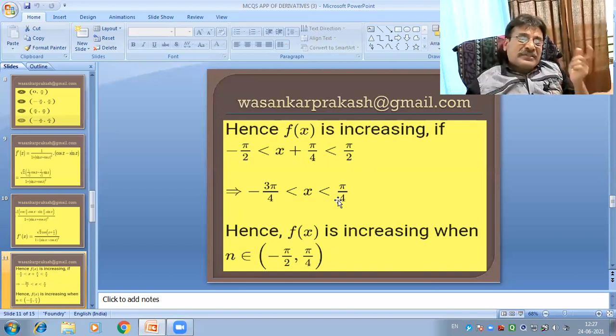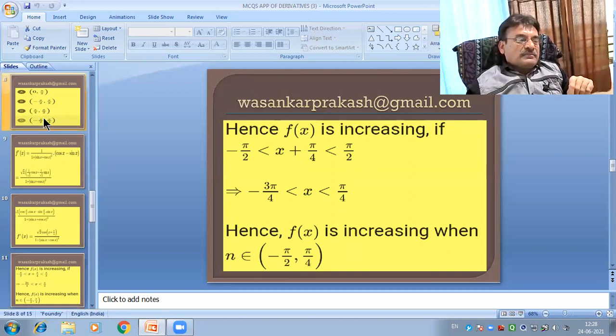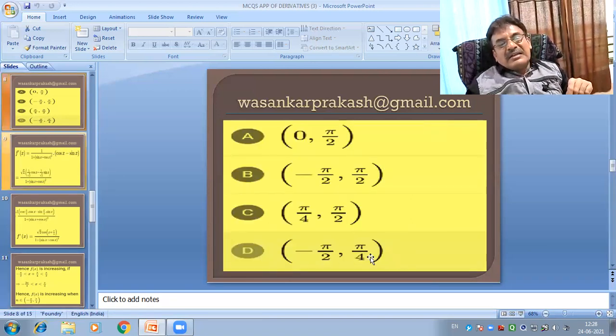Therefore, f of x is increasing when x belongs to minus pi by 2 to pi by 4, because the range is from minus pi by 2. So minus pi by 2 to pi by 4. Therefore, D is the correct option.